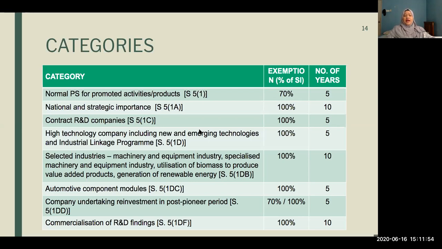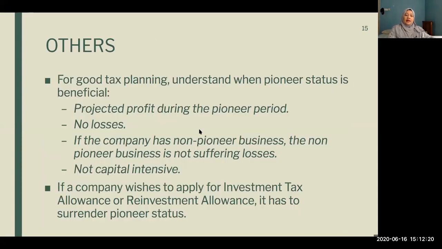Then you have contract R&D companies, 100% for 5 years. High-tech companies, including new and emerging technologies and the industrial linkage program, 100% for 5 years. And then you have selected industry, machinery, equipment, all these things. So if you fall into any of these categories, you may get a higher abatement, or the pioneer period is longer.